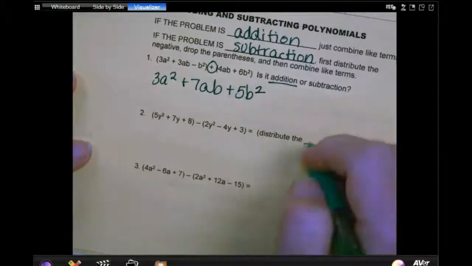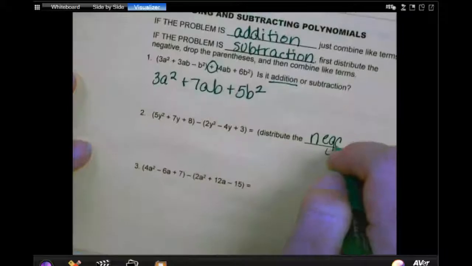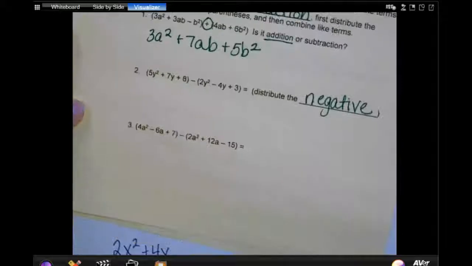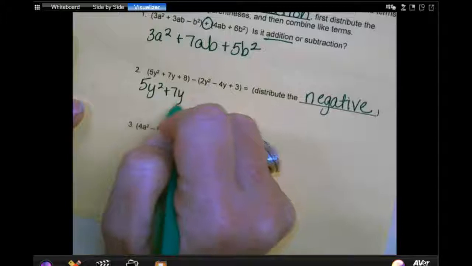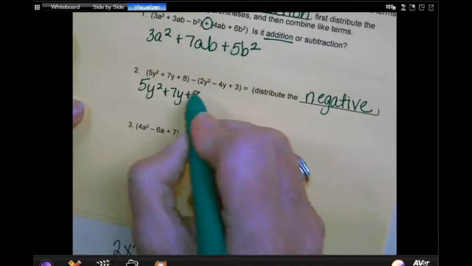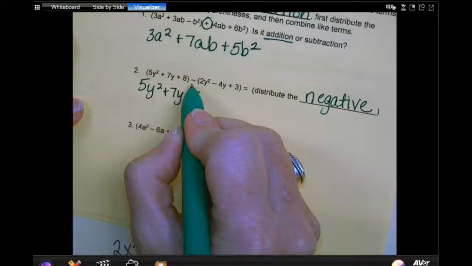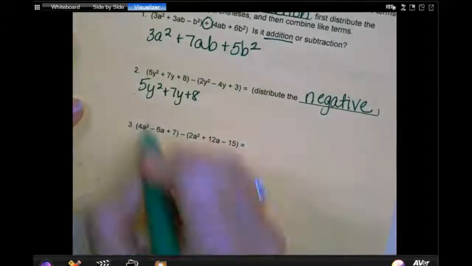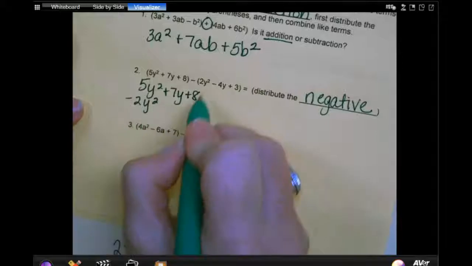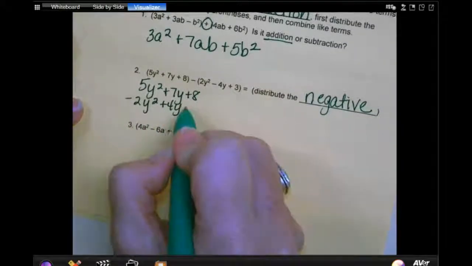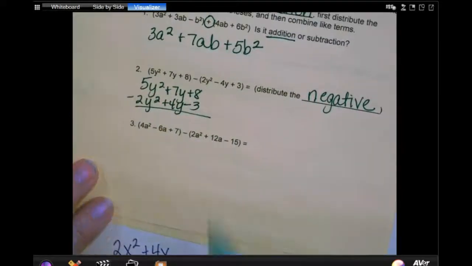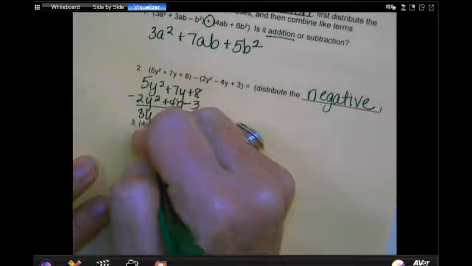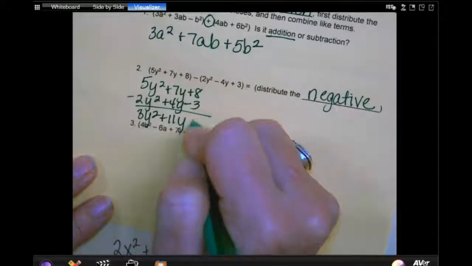So for the next one, I want to distribute the negative. So I get 5y squared plus 7y plus 8. And then you have a negative, so we're going to distribute it to all three. So I get minus 2y squared plus 4y and then minus 3. And all I did is line them up, right? So then I get 3y squared plus 11y plus 5.